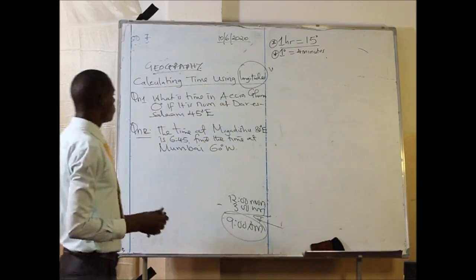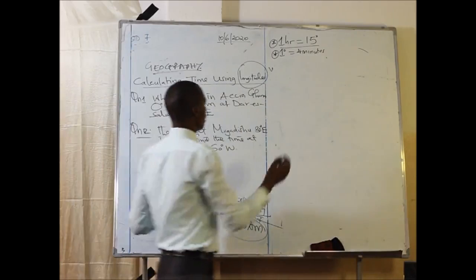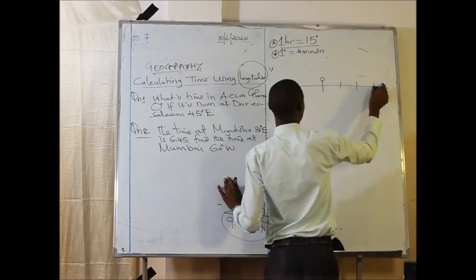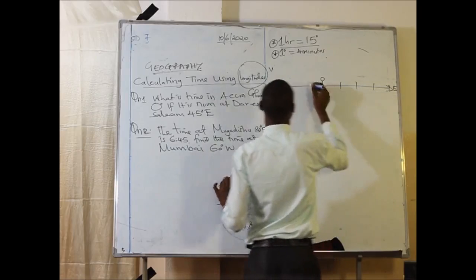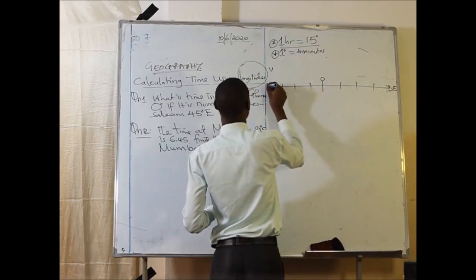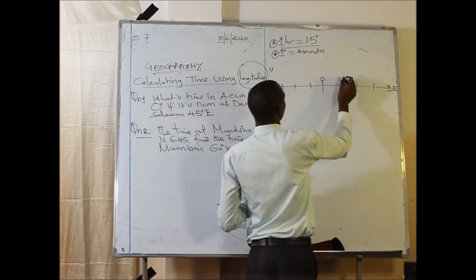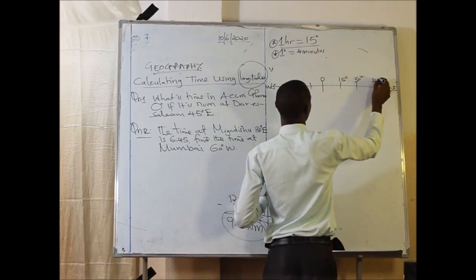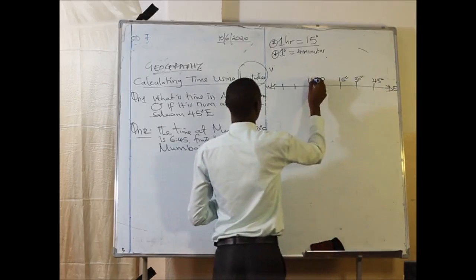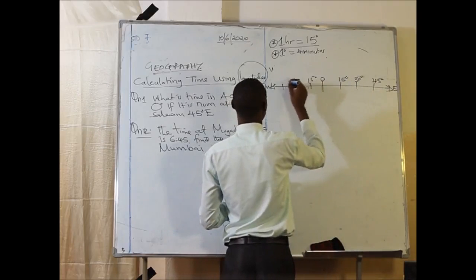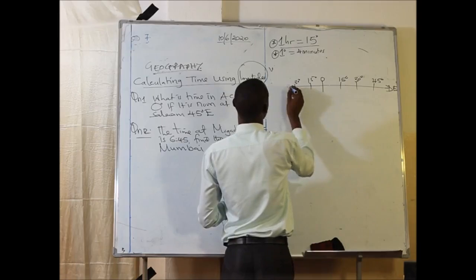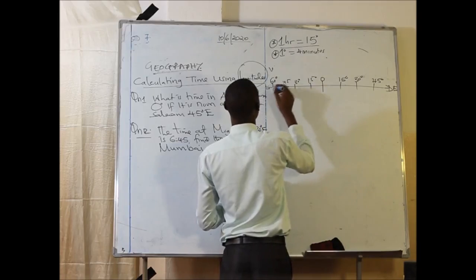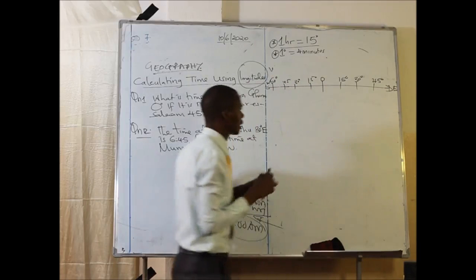The time at Mogadishu is 30 degrees east. Let's say that here we have 0 degrees, 1, 2, 3. This is east, 1, 2, 3. This side is west. Then we have 15 degrees, 30 degrees, 45 degrees, and here we have 60 degrees. This side is west.